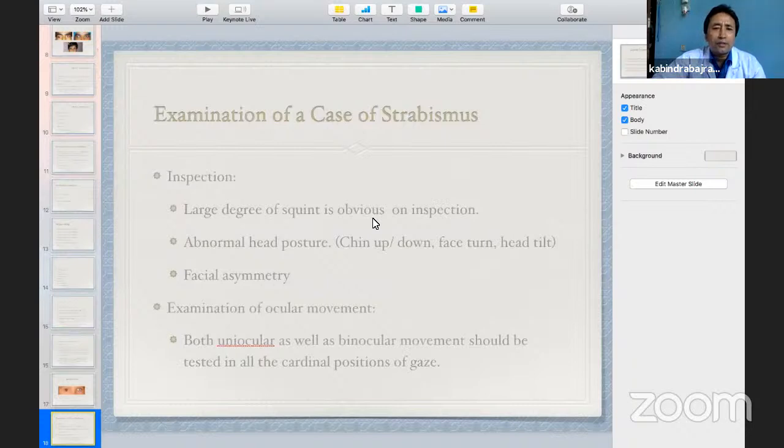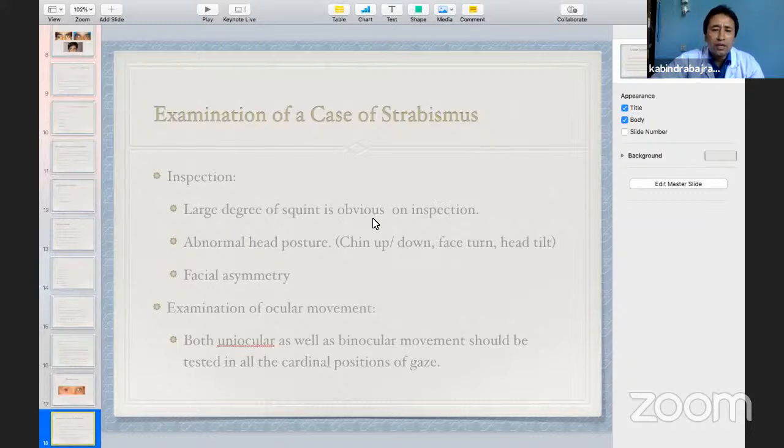Then examination of a case of strabismus begins with inspection. A large degree of squint is obvious on inspection. We have to look for any abnormal head posture, like chin up or down for hypertropia, face turn sometimes in lateral rectus palsy or Duane's retraction syndrome, and head tilt, usually in vertical strabismus, as in superior oblique palsy. Facial asymmetry is also important in case of superior oblique palsy.